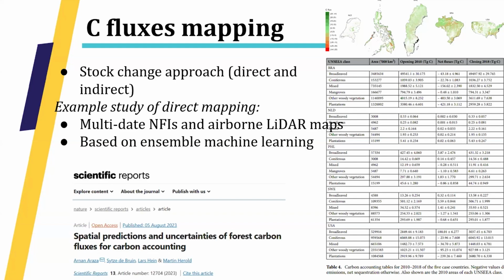So we chose to do it directly because it's known that when you do the indirect mapping, you subtract one map from another, the errors also sum up. So there's some statistical consideration also in that case.